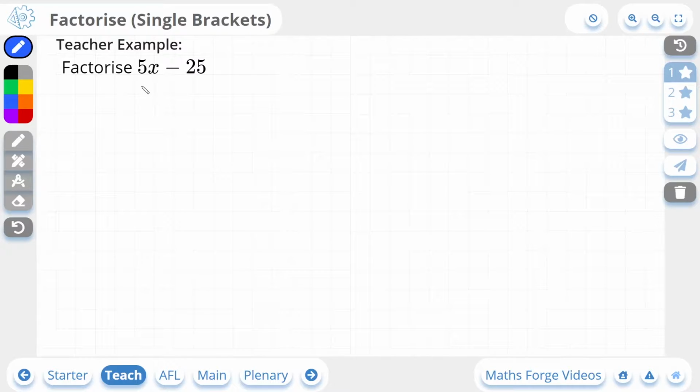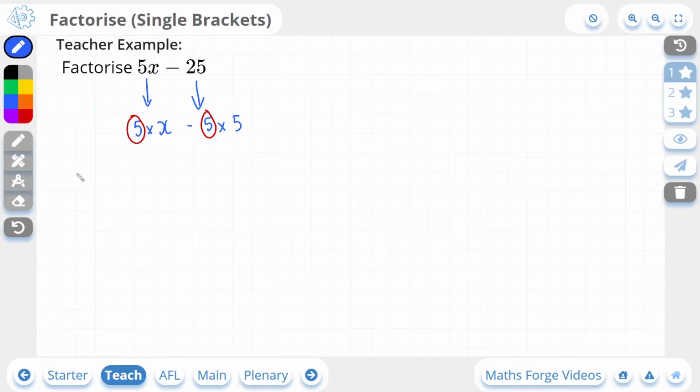Here we're being asked to factorize 5x minus 25. What it means to factorize is to break the expression down into its factors. And how we do this is as follows. You have to think about the highest common factor that exists in both of these terms. So for example, 5x is actually going to be 5 multiplied by x, and 25 is going to be 5 multiplied by 5. So we can see here that the highest common factor in both terms is 5.